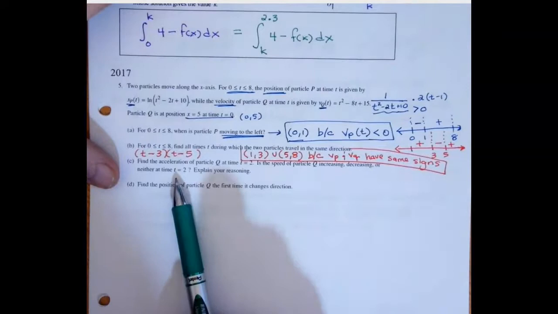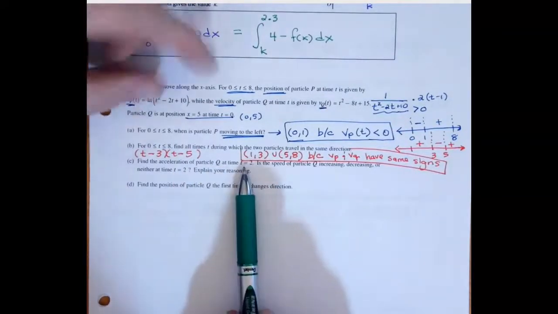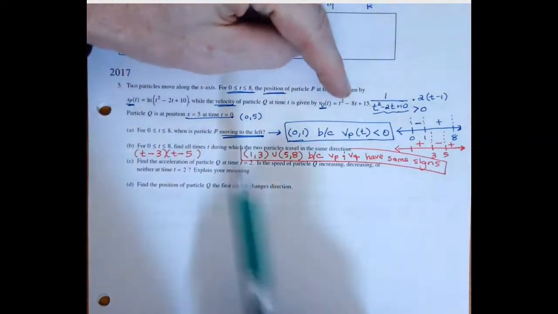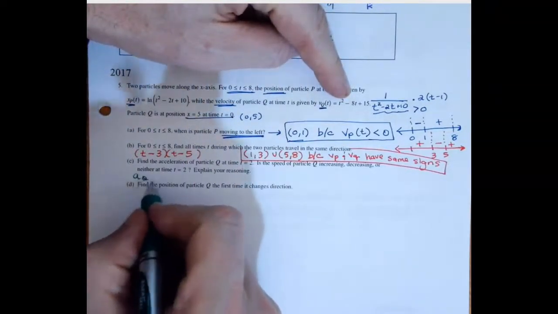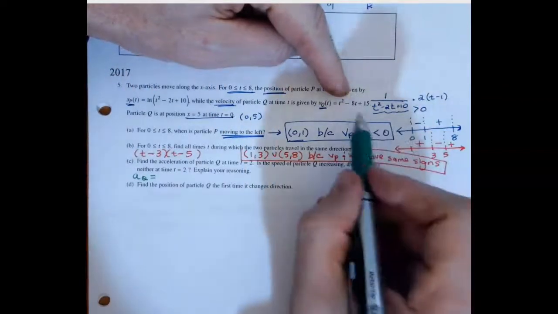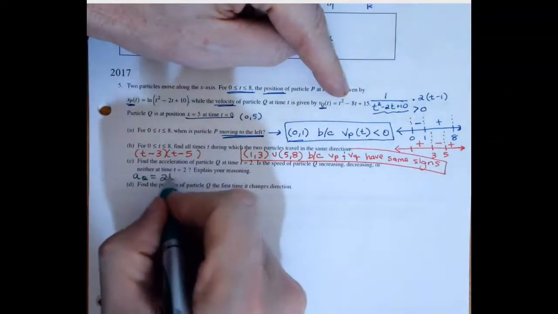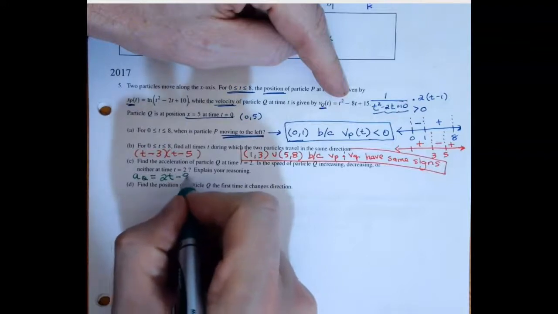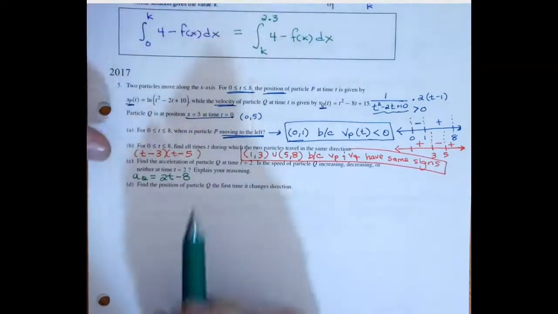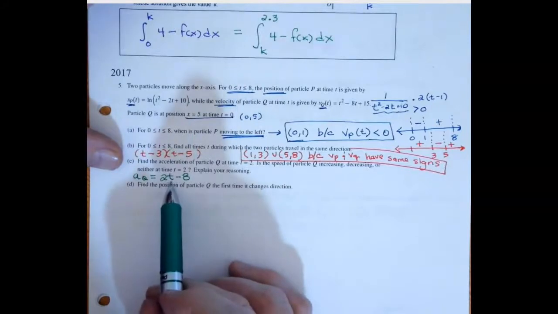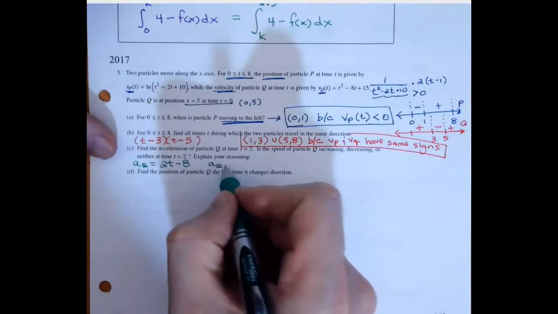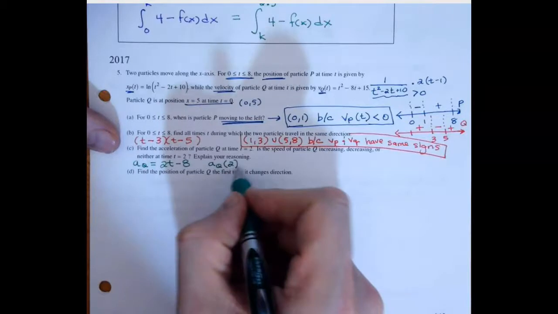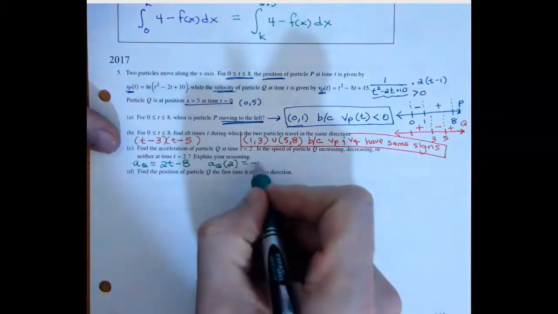Alright, find the acceleration of particle Q. That would be the derivative of the velocity. So the acceleration of Q is going to be 2t minus 8. And so the acceleration of Q at 2, if we plug 2 in here, is -4.